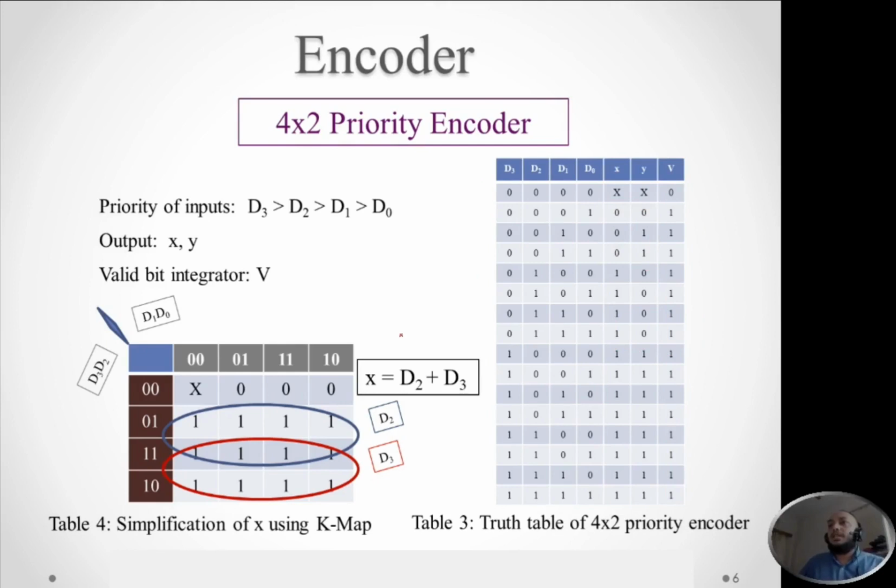Now let's simplify X, Y and V using K-map. We want to simplify in sum of products form, that's why we will deal with the ones in the output. As there are total 4 inputs, we have to put 2 inputs row wise and 2 inputs column wise.